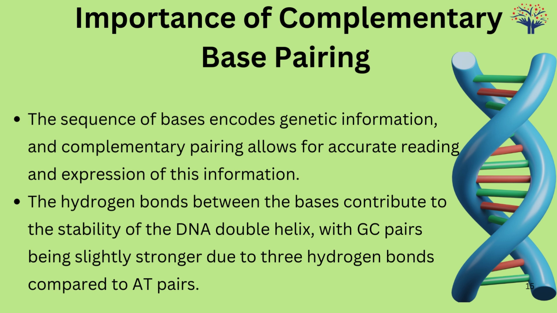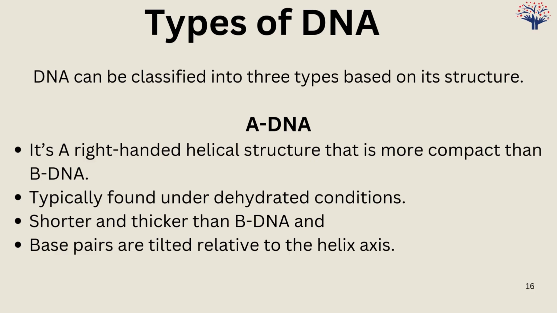The hydrogen bonds between the bases contribute to the stability of the DNA double helix, with GC pairs being slightly stronger due to 3 hydrogen bonds compared to AT pairs. DNA can be classified into 3 types based on its structure.